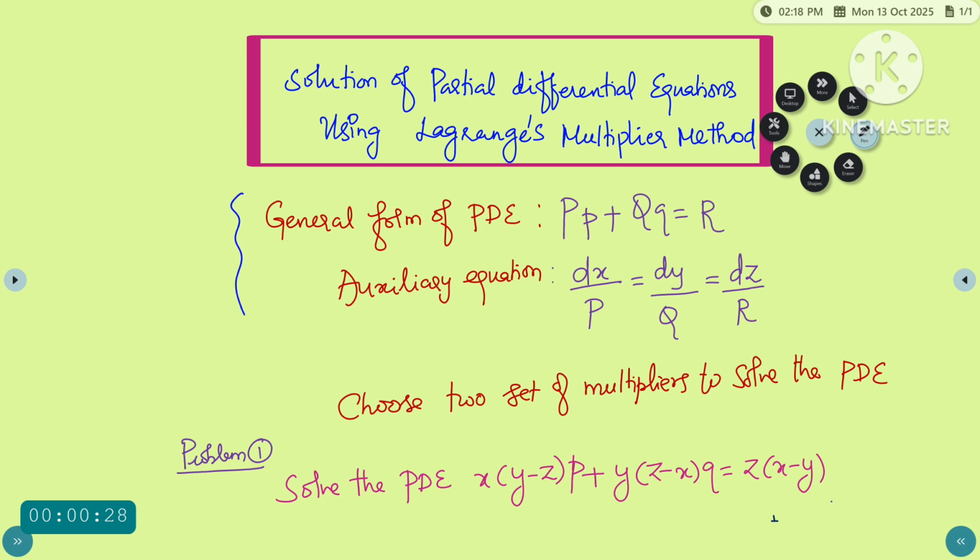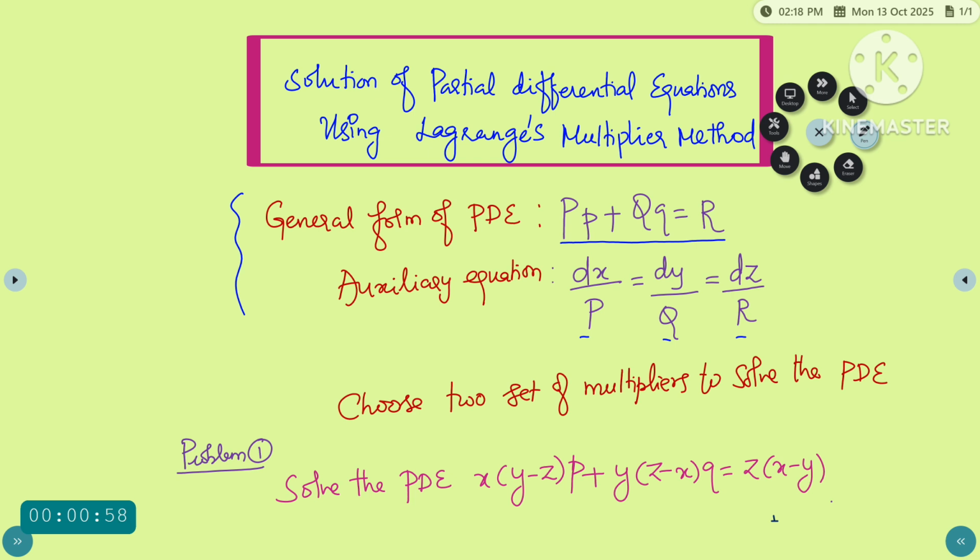The general form of the PDE should be Pp plus Qq equal to R. For applying Lagrange's multiplier method, the given problem must be in the form Pp plus Qq equal to R. Then the auxiliary equation for the solution is dx by P equal to dy by Q equal to dz by R. This is our auxiliary equation, the source equation to find the solution for this problem.